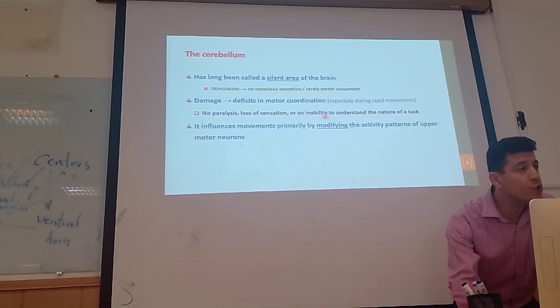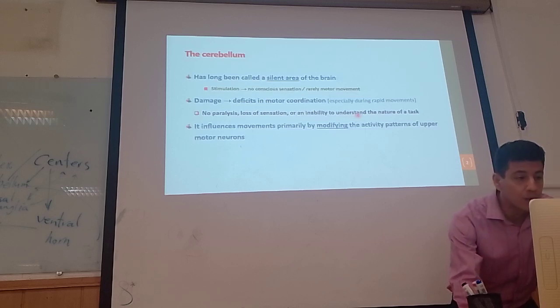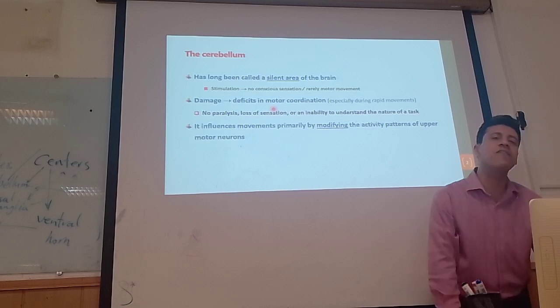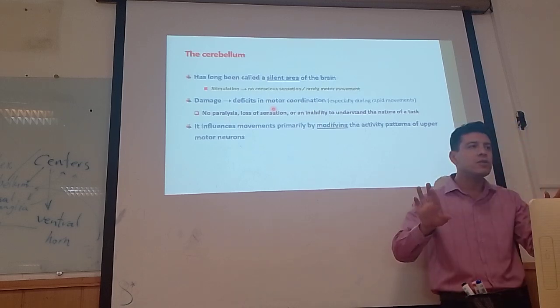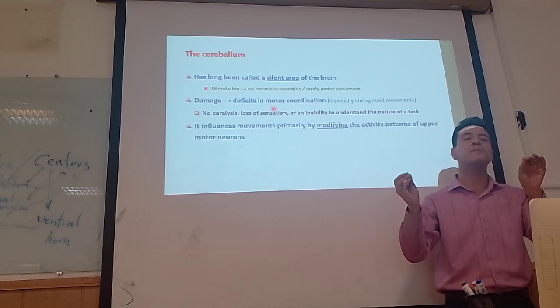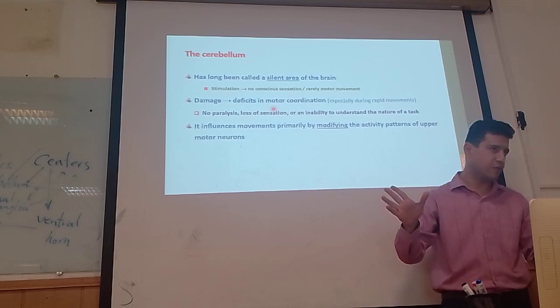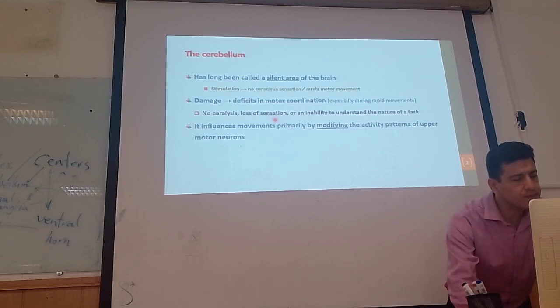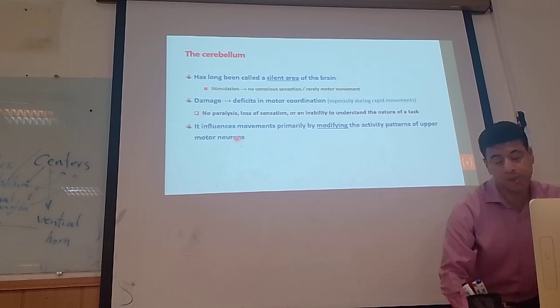And there is no problem with understanding the nature of the task. Okay? So all of this happens when you remove the primary motor cortex. But the only thing that happens is that coordination of the movements is lost, especially for rapid movements. Okay? So by this observation, we can conclude that the cerebellum probably influences movements by modifying the activity pattern of upper motor neurons.